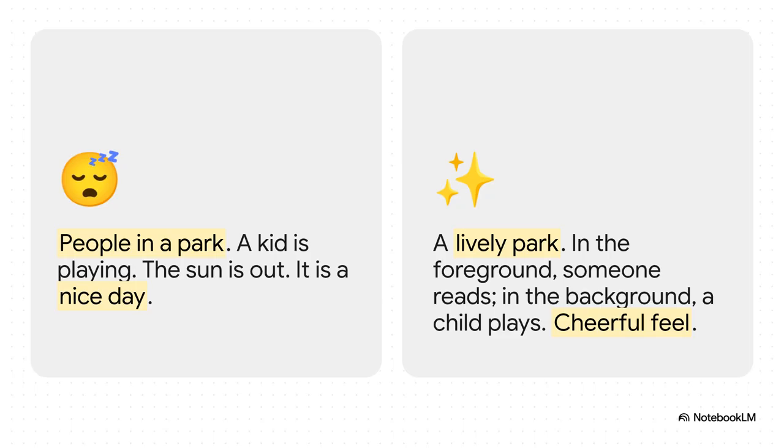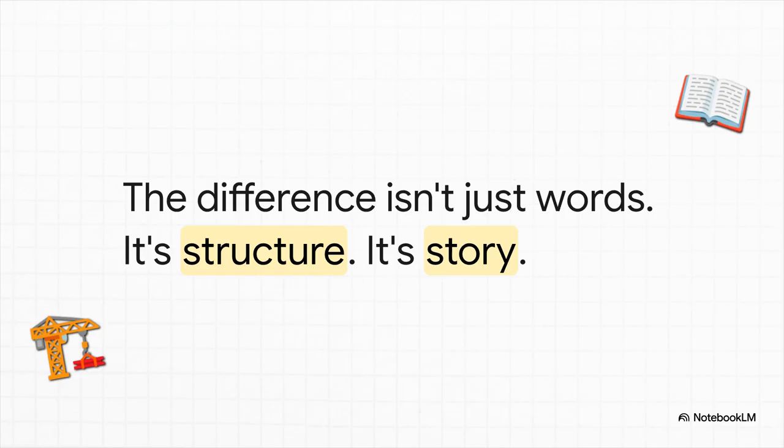Now look at the right. This is what happens when you use the system. See how it follows our structure perfectly? It kicks off with the general context, a lively park on a sunny day. Then it hits the foreground detail, the person reading. Then it pans to the background where a child is playing near a picturesque fountain. And it wraps up with that final interpretation. The atmosphere feels cheerful and relaxing. It's a whole mini-story.